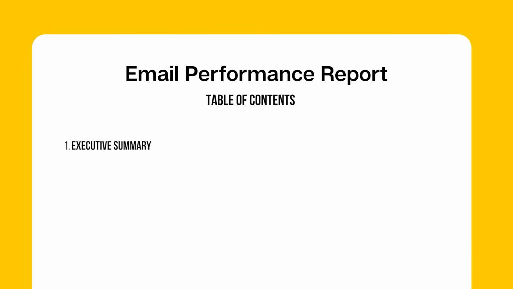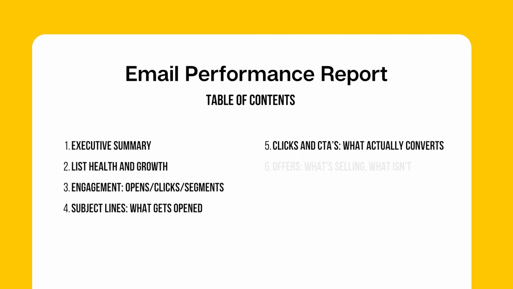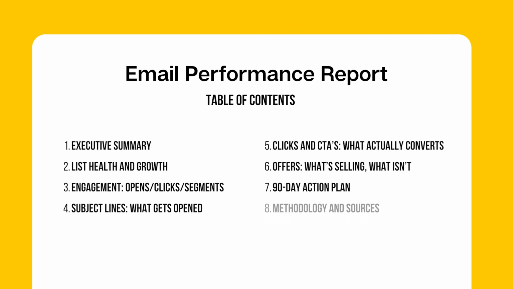I just want to share with you the outline of this email performance report because I know you're probably thinking, okay, sure, but how good was the report? Was it a quality report? It really was. I'm going to read this from my notes because there's a lot of points. Here are the main sections of the email performance report that it gave me: executive summary, list health and growth, engagement, opens, clicks, segments, subject lines, what gets opened, clicks and CTAs, what actually converts, offers, what's selling, what isn't, 90-day action plan, and methodology and sources.